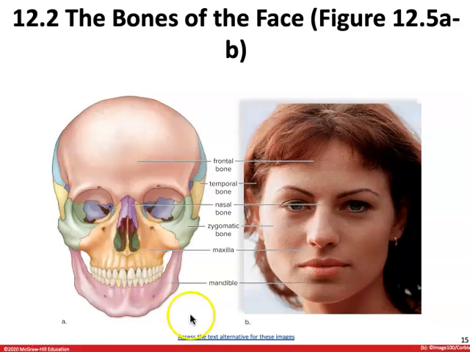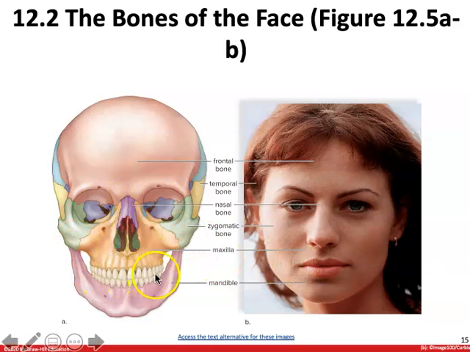Maxillary sinuses found in the maxillary bone. We do have a smaller set of sinuses called the mastoid sinuses. They're going to drain from the middle ear. Mastoiditis, if you've ever heard of that, that's inflammation of those sinuses.